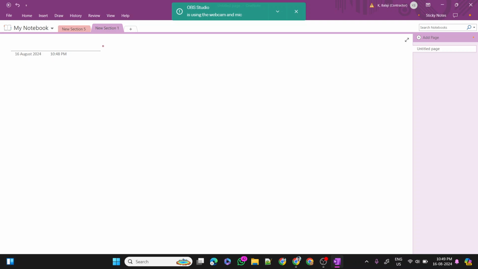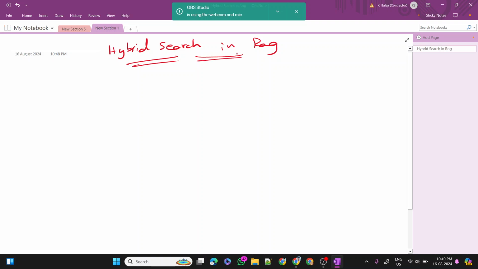Used in RAG, that is hybrid search. Hybrid search in RAG. Before we see about the hybrid search, how this hybrid search works, and where and when it is useful, let us just recall how the RAG technique works.